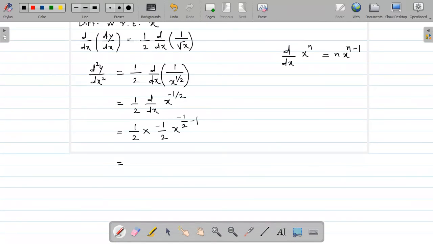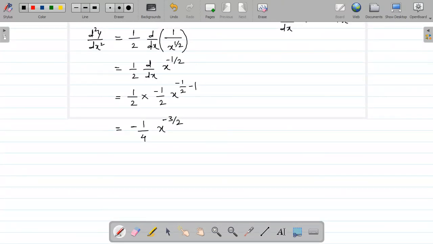Now finally what will you get? Here 1 by 2 into minus 1 by 2 is minus 1 by 4. And see the index of x now. By cross multiplying you will get minus 3 by 2. Now you can complete this answer. If you want to write the final answer, then d square y upon dx square will be minus 1 upon 4. Now x raised to minus 3 by 2 means you can write on the denominator x raised to plus 3 by 2. Now you can keep this as a final answer.